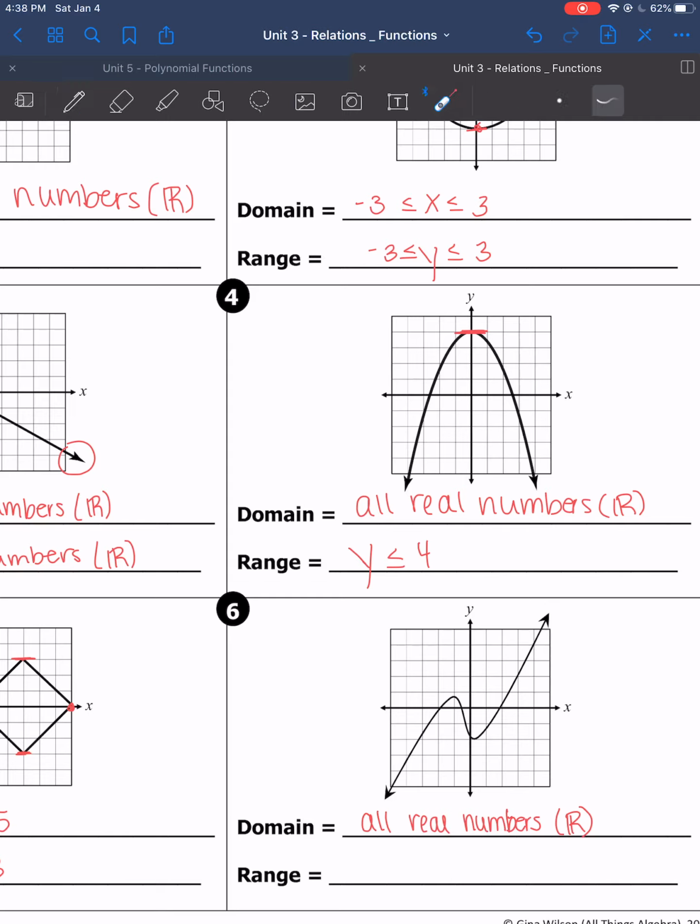And then as I take my laser pointer up and down the y-axis, it's fine. It crosses all of it. So it's also all real numbers.